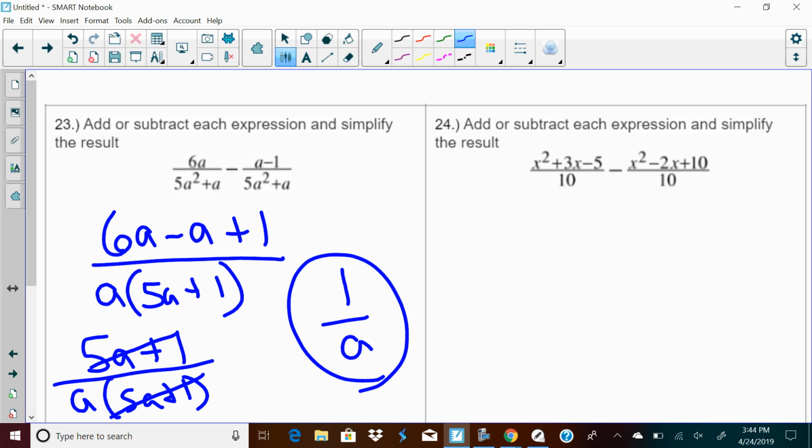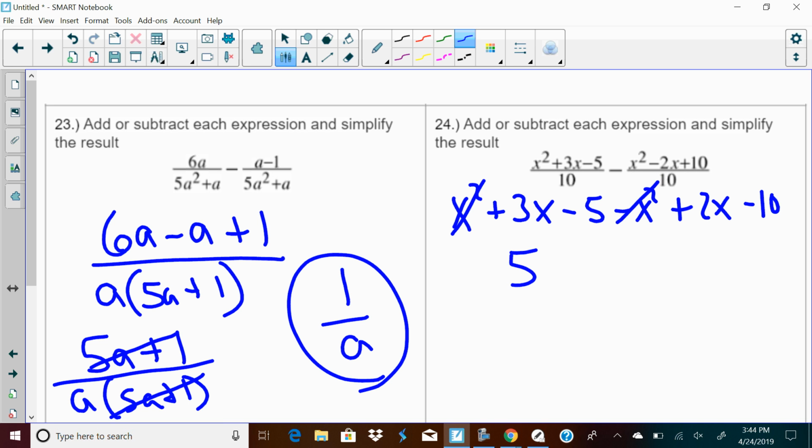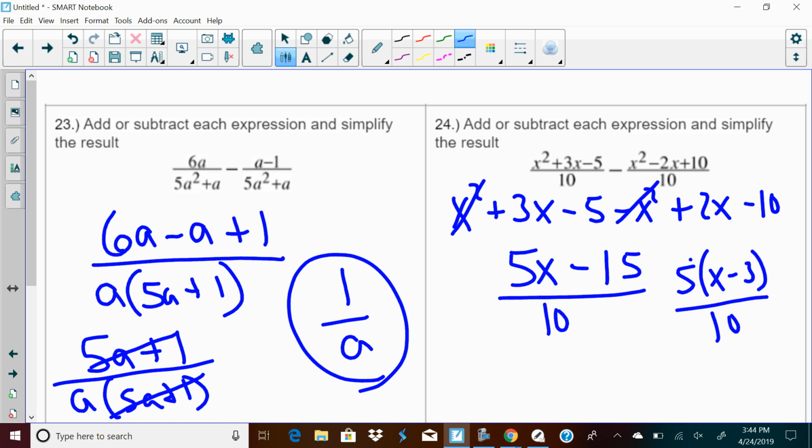So 24. The denominators are the same again, so I'm just going to add. So I distribute my negative x squared plus 2x minus 10. X squared minus x squared, those cancel. I get 3x, so it gets 5x minus 15 over 10. So I'm going to pull out a 5. X minus 3 over 10. So these simplify. So my final answer is x minus 3 over 2.